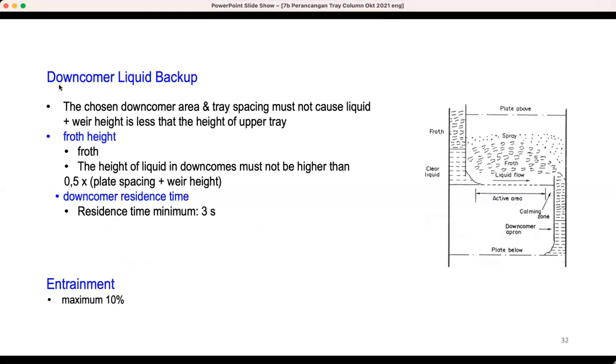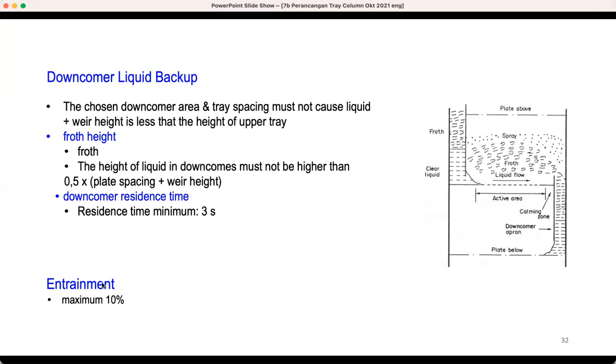Okay, and now let's have a look at downcomer liquid backup, which is liquid just flowing to the downcomer without contacting the vapor. The chosen downcomer area and tray spacing must not cause the liquid and weir height to be higher than the height of the upper tray. And for froth height, the height of liquid in the downcomer must not be higher than 0.5 multiplied by plate spacing and weir height. And downcomer residence time should be a minimum of 3 seconds.